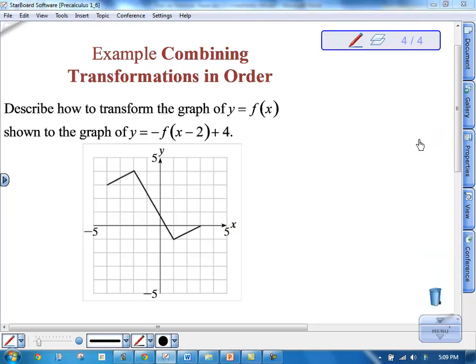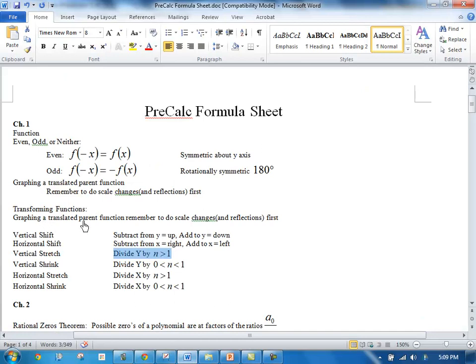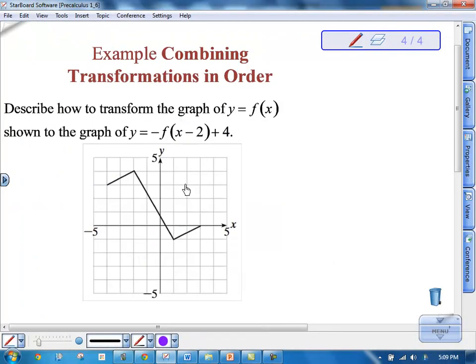All right, let's just try one more then. It says describe how to transform this graph right here. So we have this graph, which is our function, which we call f. And then we're going to do some things to it. So first we're going to reflect it. All right, now on the formula sheet I said when graphing a translated function, remember to do scale changes and reflections first. So let's do that reflection first.